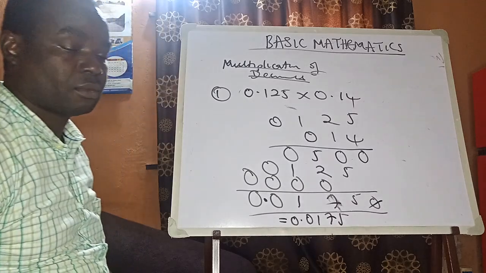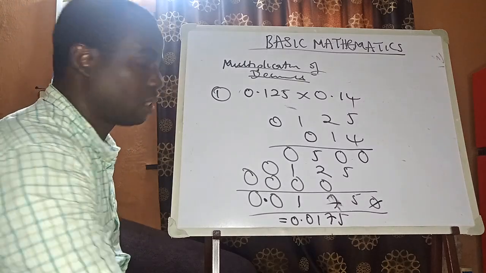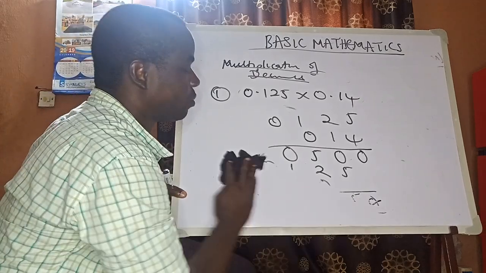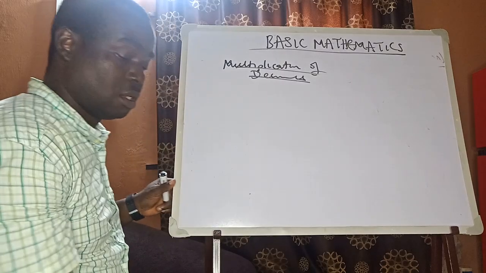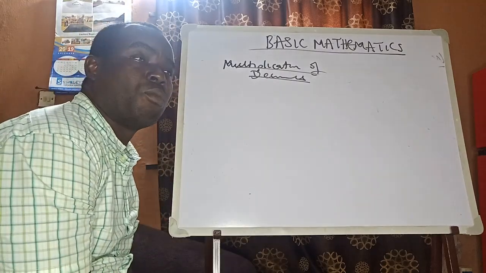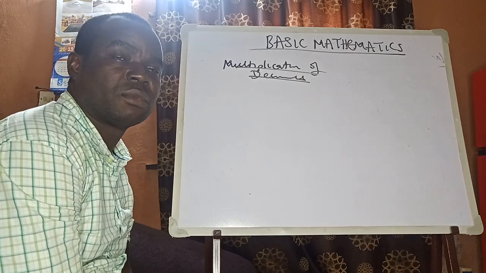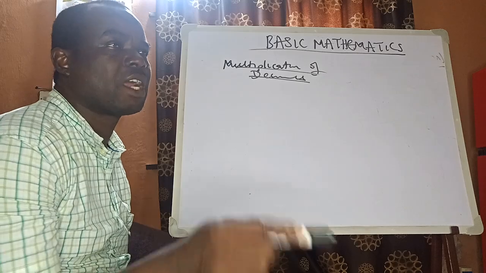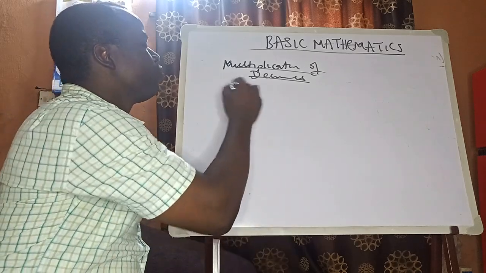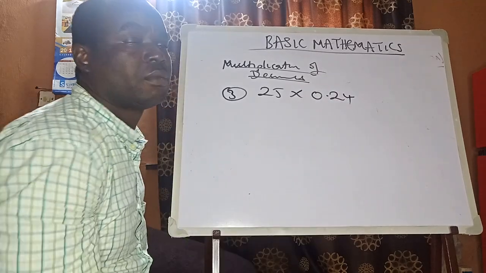0.0175. Okay. Now that is for multiplication of decimals. But I want to try one example. Let's try this example very quickly. Let's do 25 times 0.24.